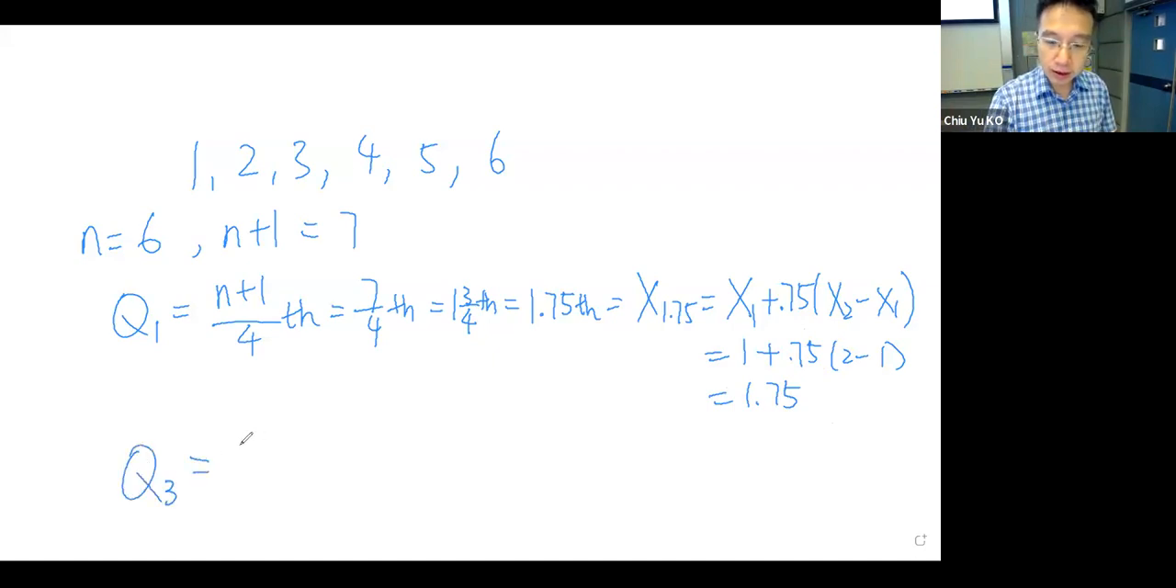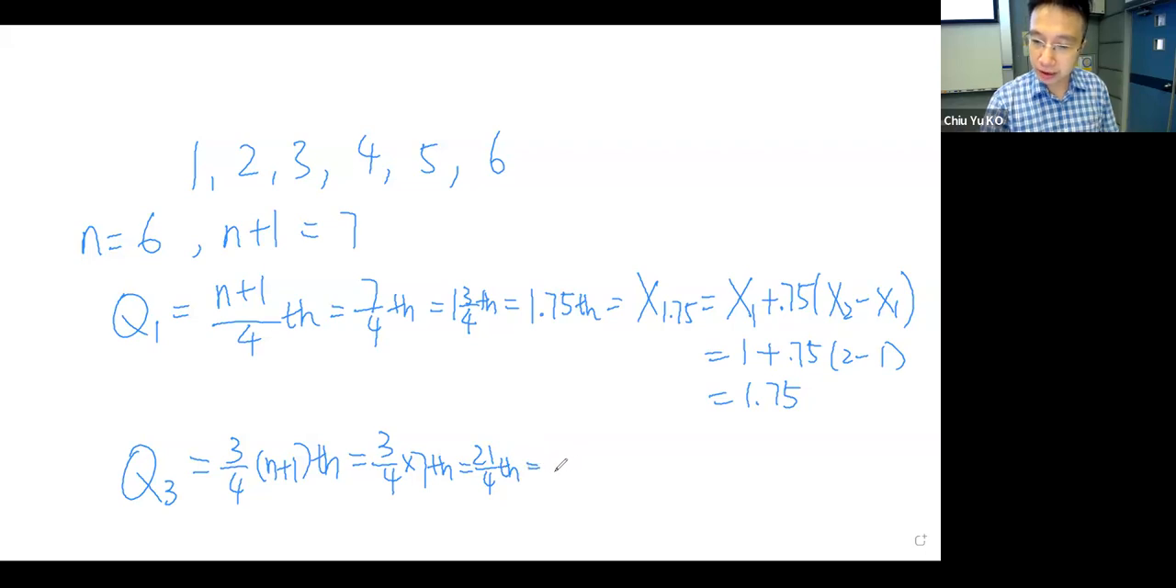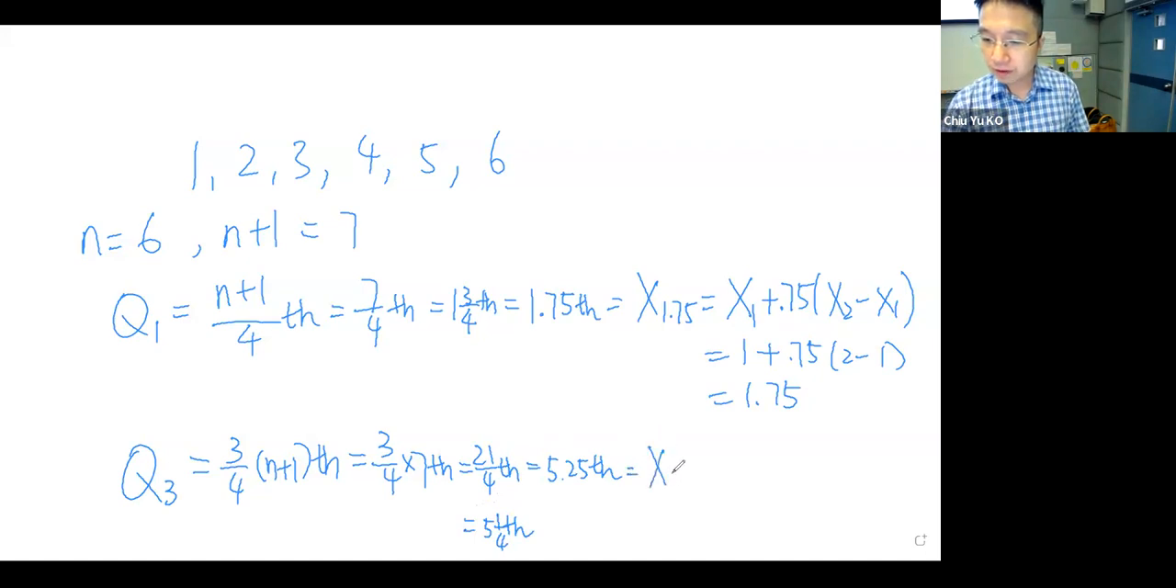Q3 is 3/4 times n plus 1 data. So it's 3/4 times 7, and this is 21/4, which is actually the data 5 to 5. Or if you don't want so quick, it's 5 and 1/4. 1/4 is 0.25, and that means it's 5.25.